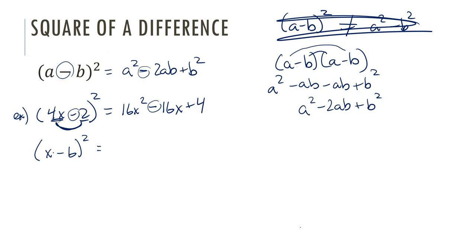There we go. All right, so the first term squared, a squared is x squared in this case. Multiply x times 6 to get 6x and double it. So negative 12x. And then 6 times 6 is plus 36. Okay? We have one more pattern, and we'll practice some of these in class as well.